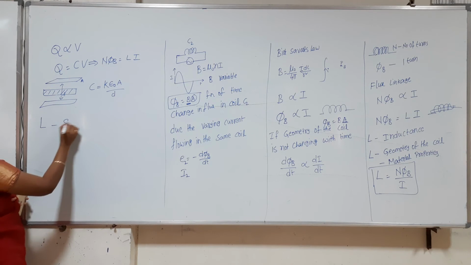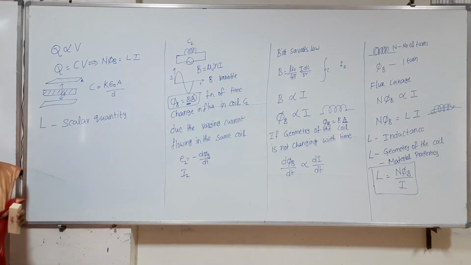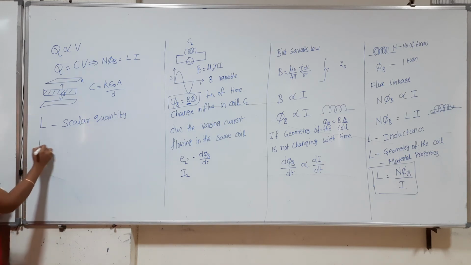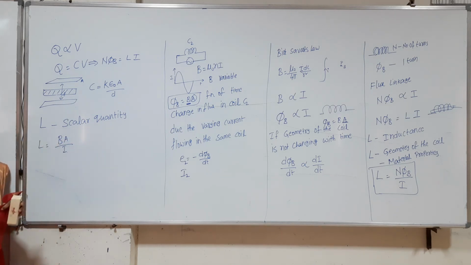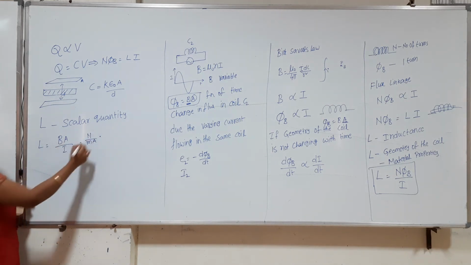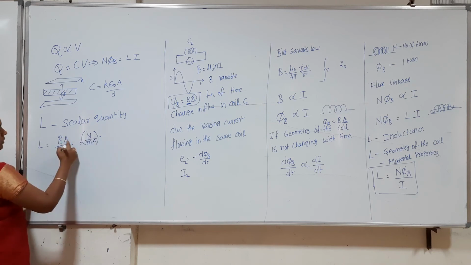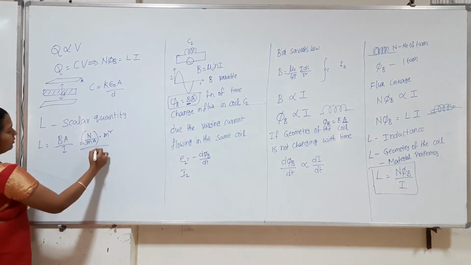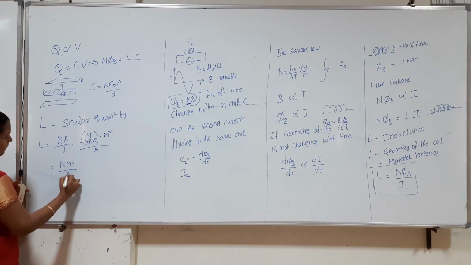Here L is a scalar quantity. What is inductance? It is the magnetic flux per unit current, right? L is equal to magnetic flux, that is BA, by the current. And what is the unit of B, the magnetic field? We can write this as Newton per meter ampere, into the area of the loop, which is meter square, divided by the unit of current, ampere. By rearranging, we can write this as Newton meter per ampere square.